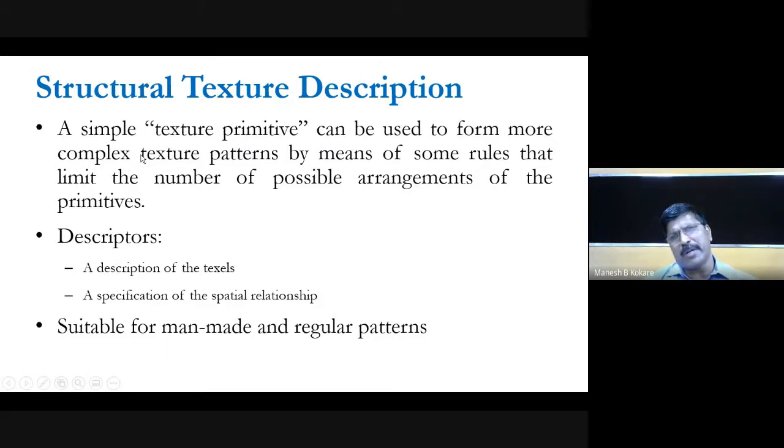So for finding the primitive, you can use geometrical properties like circular, rectangular, square, or triangular shapes. So you have to identify this primitive, and then you have to establish the relation among all those primitives. A simple texture primitive can be used to form more complex texture patterns by means of a rule that limits the number of possible arrangements of the primitives. So descriptors, for example, a description of the texel, which is nothing but the primitive, and a specification of the spatial relationship, means you are finding the spatial relationship among them. This is suitable for man-made or regular patterns. So the structural approach is suitable for man-made textures or textures having regular patterns. So it is good for that.